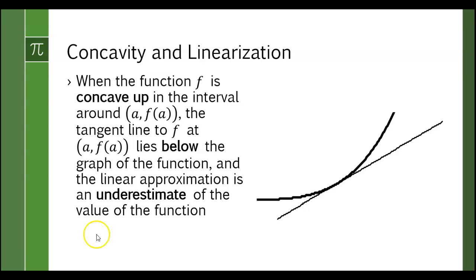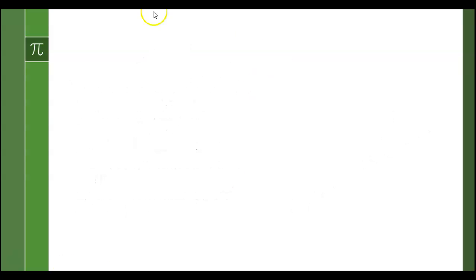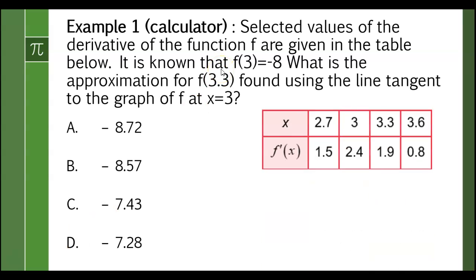And you can kind of see that from the graph, where here's the graph of the curve, here's your tangent line, and the tangent line is always below it. So essentially, when we are doing linearization, what we are doing is finding an equation of a tangent line and using that to predict a point.